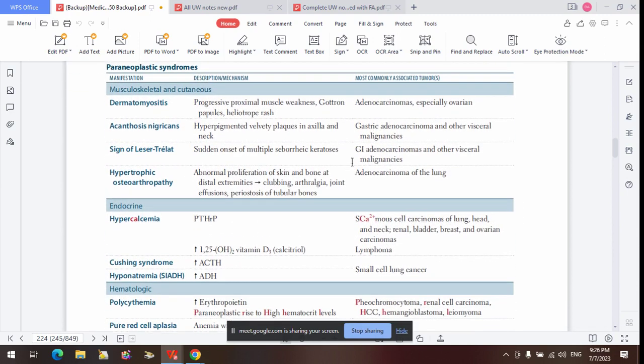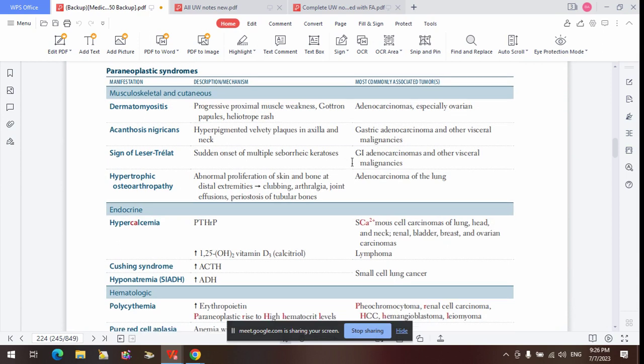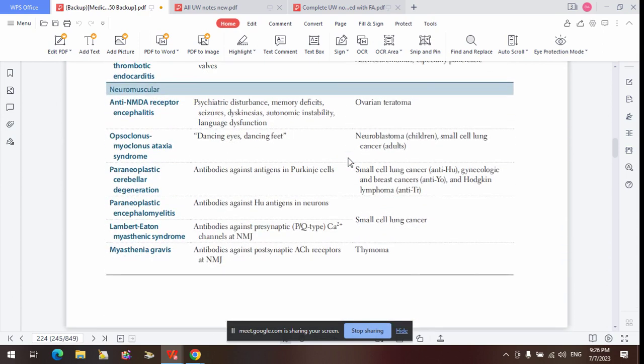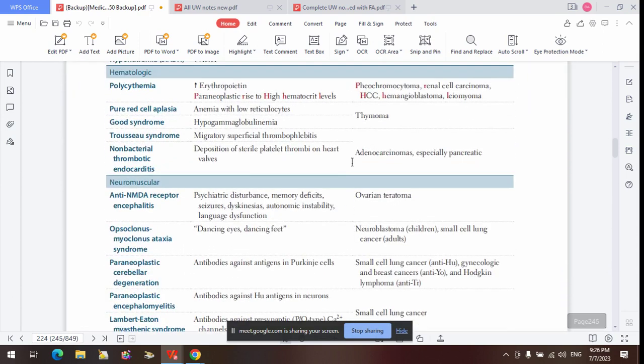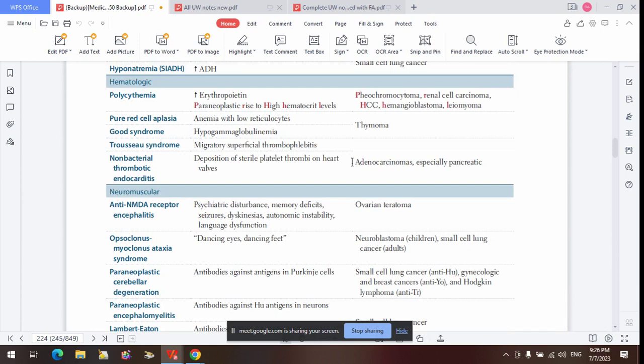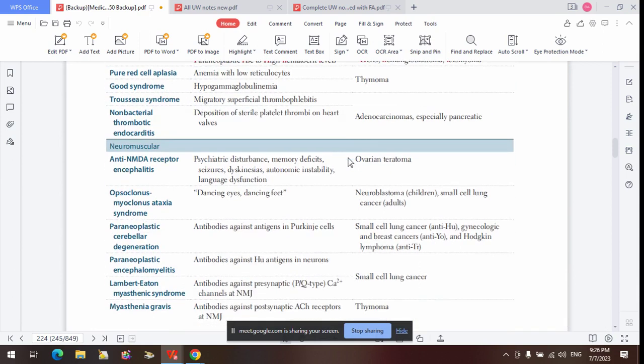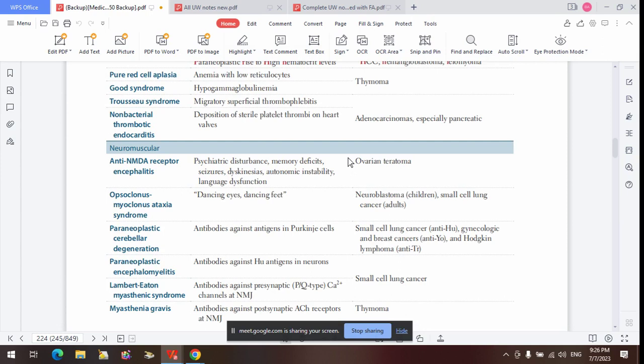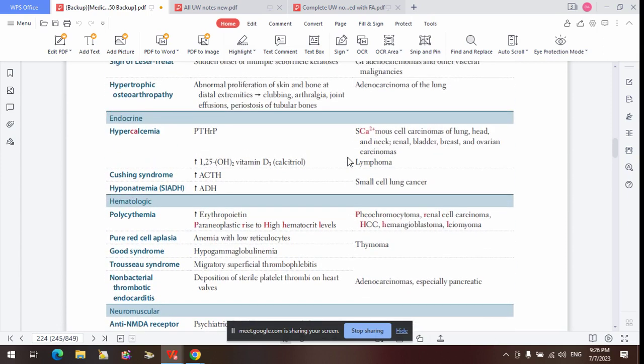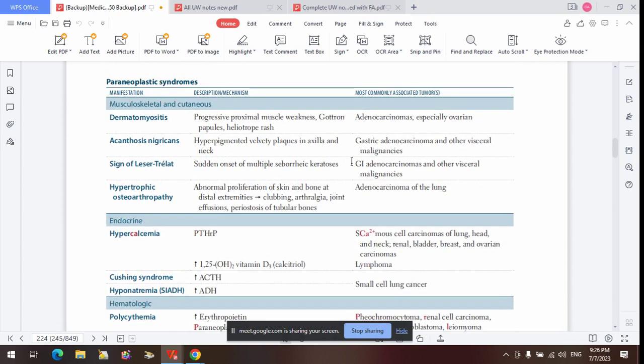So paraneoplastic syndrome. We can see them in our exam. Very, very high yield. I believe we might not be able to learn everything, but we are going to talk more about the most important ones.